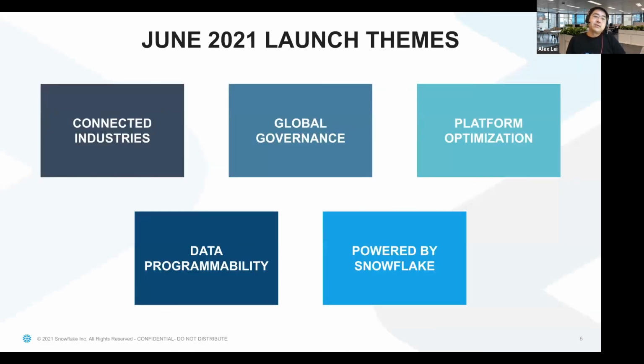It's divided into about 5 different categories, and we've listed that out here. Part of it is connected industry: how do we help customers in terms of global governance? How do we secure our platform? A lot of features announced are to do with platform optimization, so how do we improve performance over time? It is a fast platform already, but we are continually improving it. Then data programmability, so being able to cater for our data applications workload. And now we've also got Powered by Snowflake, a partner initiative that we've just started.